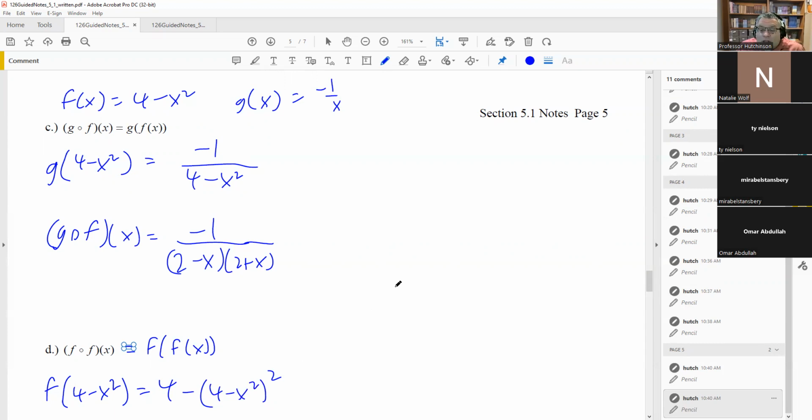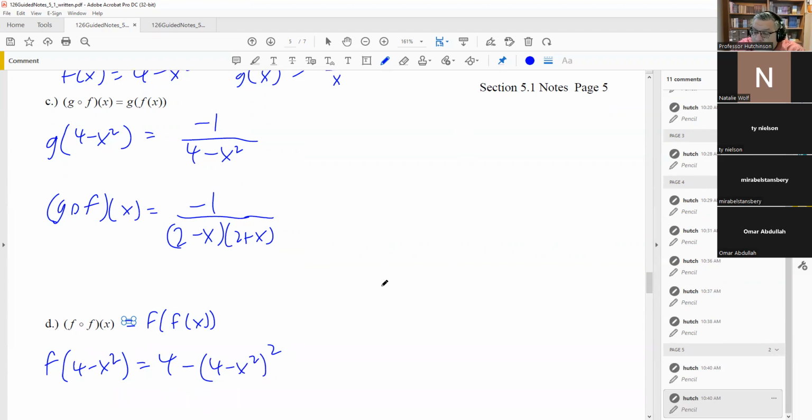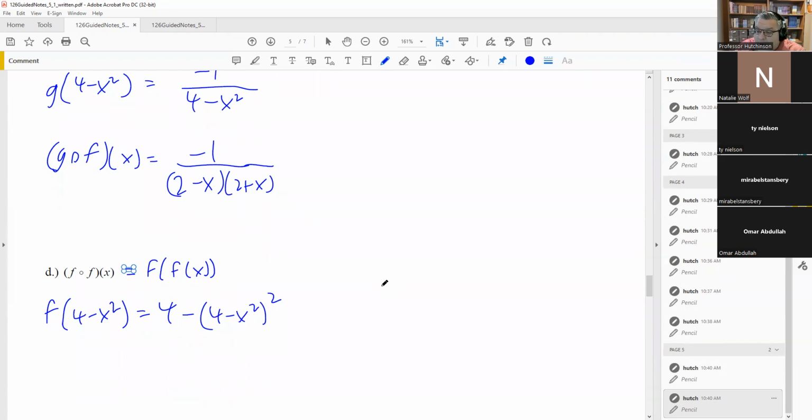So it doesn't have to be in fraction or factored form. We could leave our answer as that. Now, what you might be wondering is, what if I use the factored version? What happens if I use 2 minus x and 2 plus x?